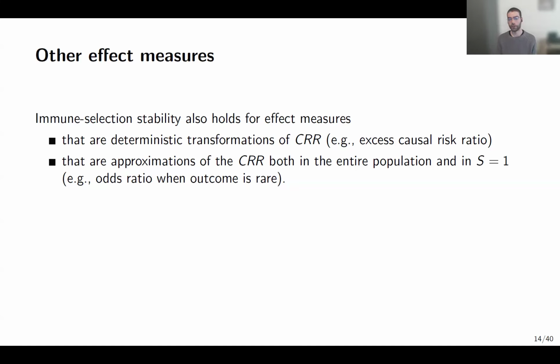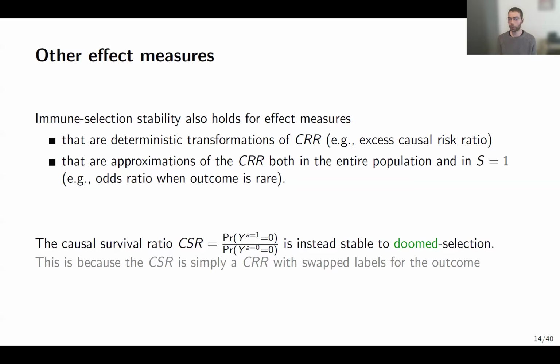So for example, if the outcome is rare, both in the overall population and the population S equal 1, then the odds ratio will approximate the risk ratio, and so also the odds ratio will be approximately stable to immune selection. And there is also an isomorphic property for the causal survival ratio.